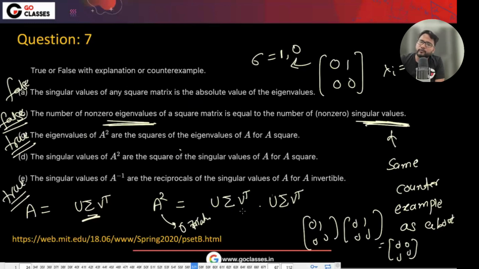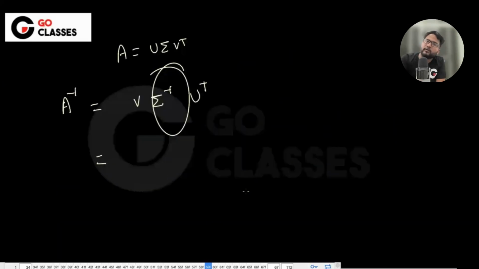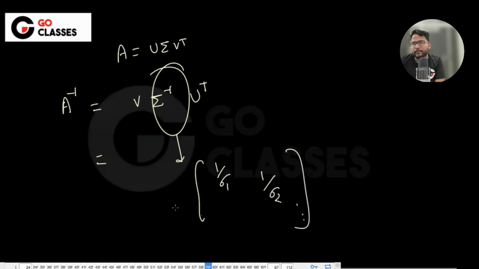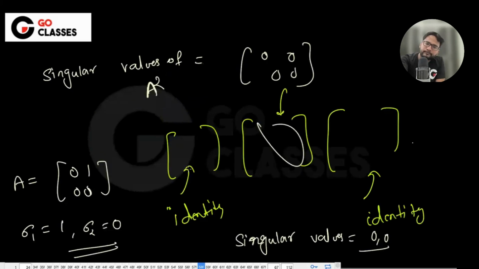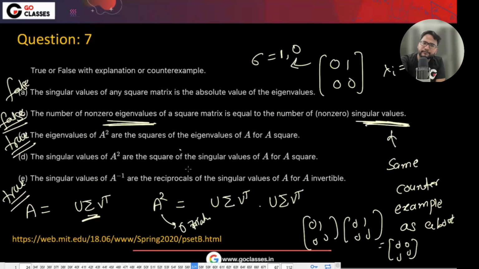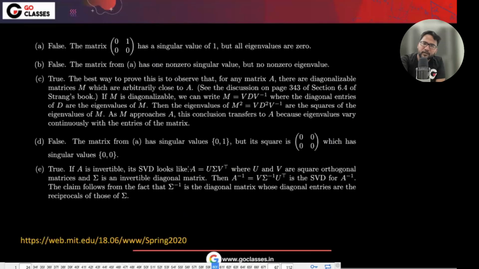This is true because you find the singular value decomposition of A inverse, and it is coming like this, right? The diagonal matrix means 1 upon sigma 1, 1 upon sigma 2, like this, right? So this is true. Yeah, this is true. This was false. So you can check the answers later on. Okay. This question was a nice question. I've taken this from MIT.